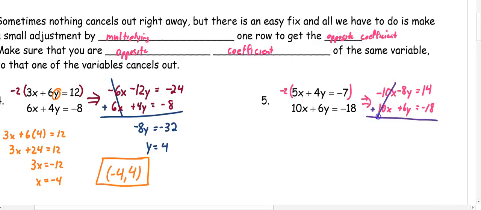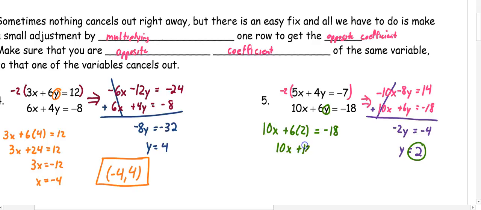my x's have opposite coefficients, so they cancel out, and I'm left with negative 2y equals negative 4. I can divide by negative 2, and I get y is positive 2. Once I know that y is positive 2, I need to substitute back in. So this time I'll take the second equation, put this in for y. 10x plus 6 times 2 equals negative 18. So 10x plus 12 equals negative 18. I can subtract 12 from both sides, so 10x equals negative 30. Divide by 10, and x is negative 3. So we get the ordered pair negative 3, 2.